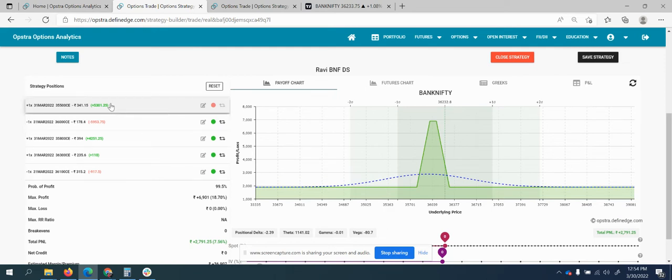Today I'm just going to discuss my real trade. Basically, this was a debit spread which actually got converted to a sort of butterfly, or we can call it a ratio ladder.